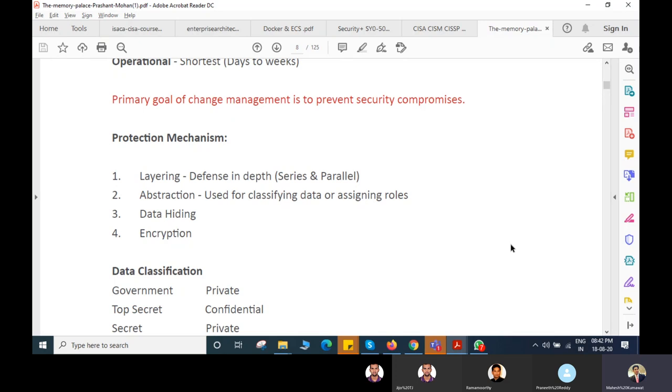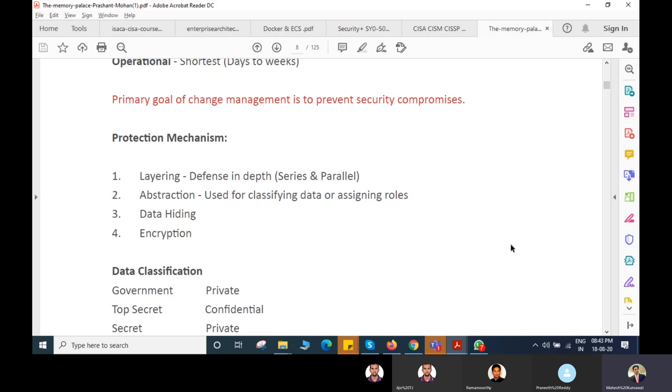Sensitive data, top secret data, secret data, public accessible data. These are some data classifications. And if you talk about data hiding, you hide your data. This is also a term, and encryption is also one of the terms. These are key things you should check out, so that you understand the protection mechanisms.